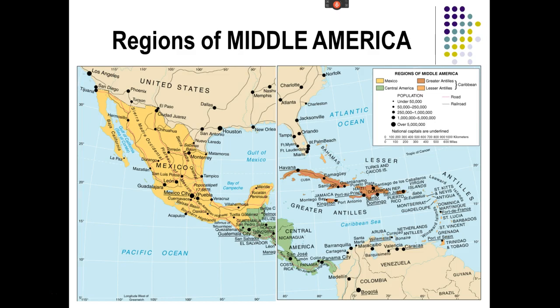These are therefore distinct regions, 4 in total. The country of Mexico comprises one region that includes over half of the population of the entire realm. Central America and the Greater and Lesser Antilles Islands, defined by their relative size of the islands, are the other 3 regions.